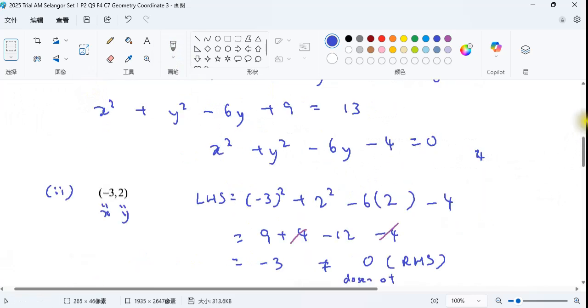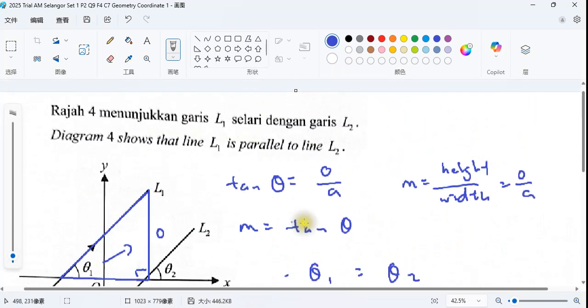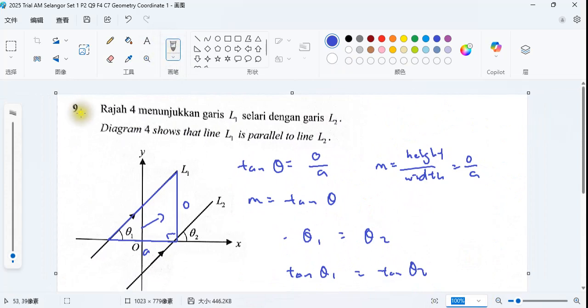So all of these questions are coordinate geometry. Form 4, chapter 7, coordinate geometry.